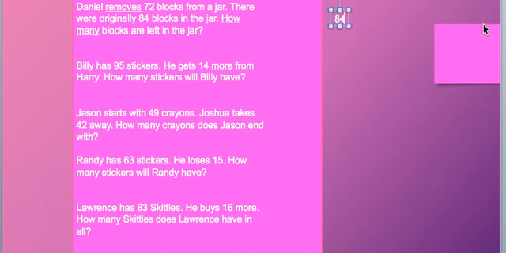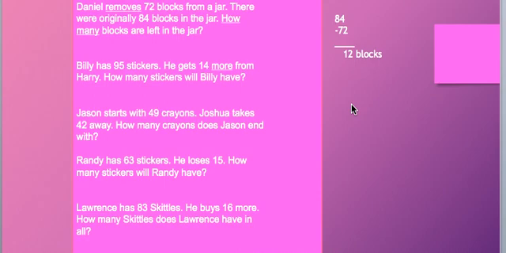So we have 84, and when we're subtracting, the bigger number always goes at the top. So we have 84 minus 72. We'll start with our ones place. 4 minus 2 is 2, and 8 minus 7 is 1. So we have 12, and we also want to be mindful, when we're answering it, to label our answer, especially for word problems. So our question is saying how many blocks? So we would say 12 blocks.